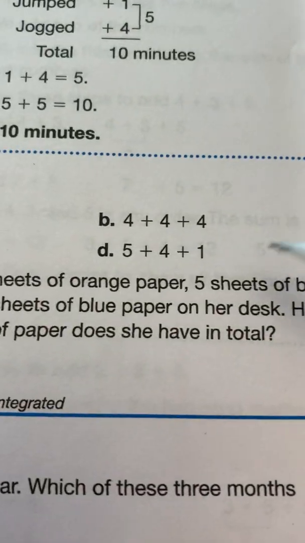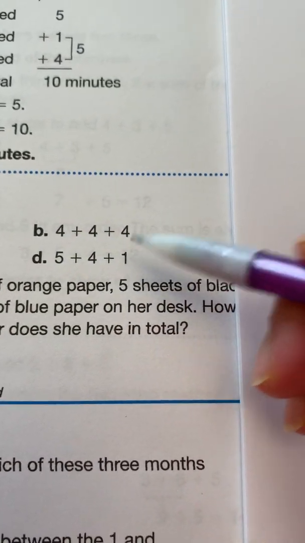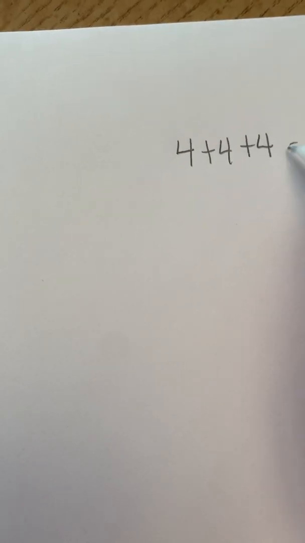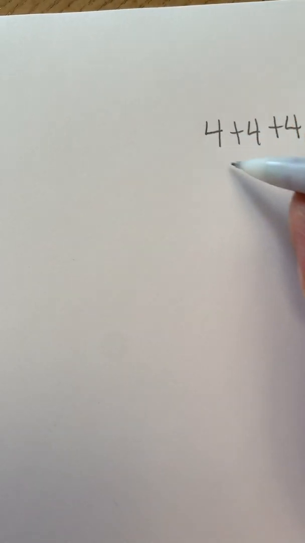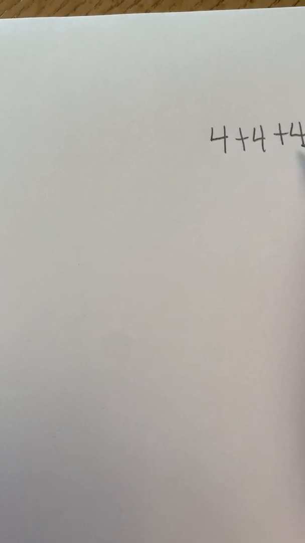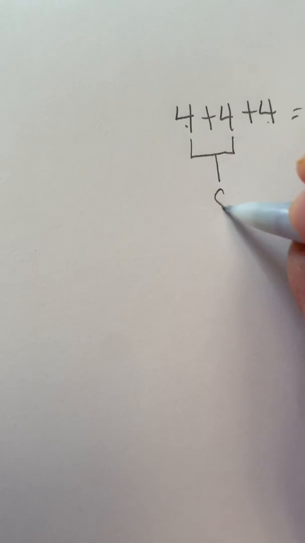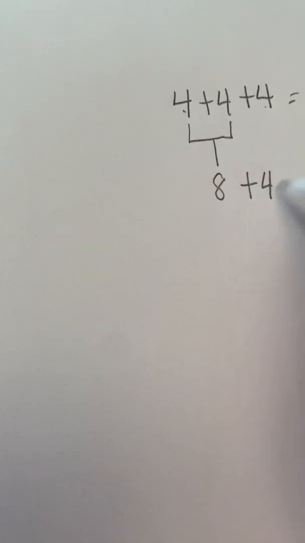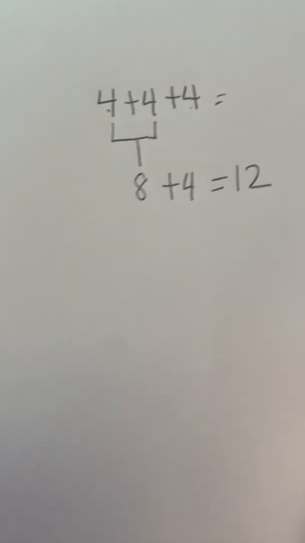Okay, next one here, B, 4 plus 4 plus 4. Okay, I'm going to write that down here, 4 plus 4 plus 4. So this one you can do in any order. Absolutely, you could do the first 2 or the last 2 numbers or the first and the last numbers. So I'm just going to do the first 2 numbers here. 4 plus 4, that's 8 plus 4 equals 12. Okay?